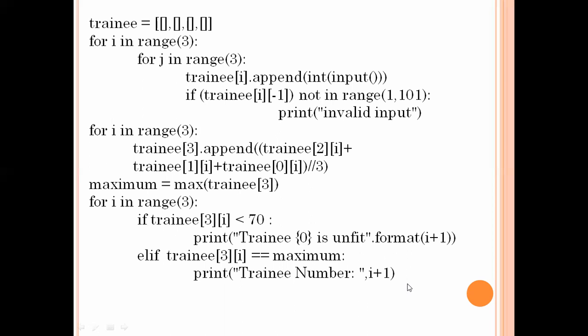Now, here you see that. Suppose we enter trainee values as 40, 90 and 80. The sum is 210, and 210 divided by 3 means 70. 70 does not satisfy this condition. That means that trainee is not unfit. The trainee will be selected, so the trainee number will be displayed on the screen.